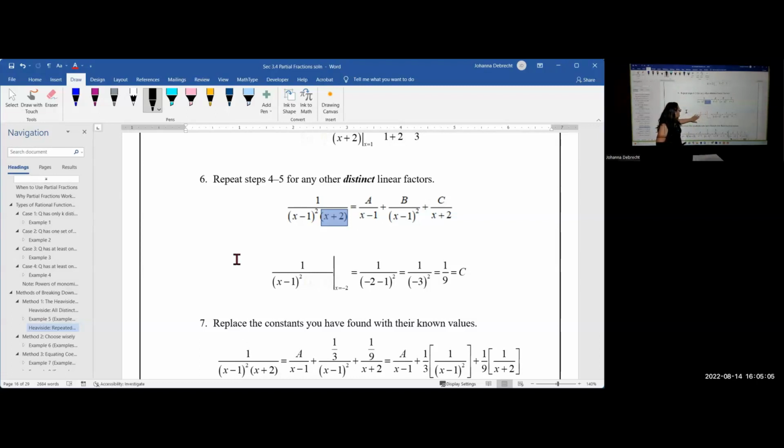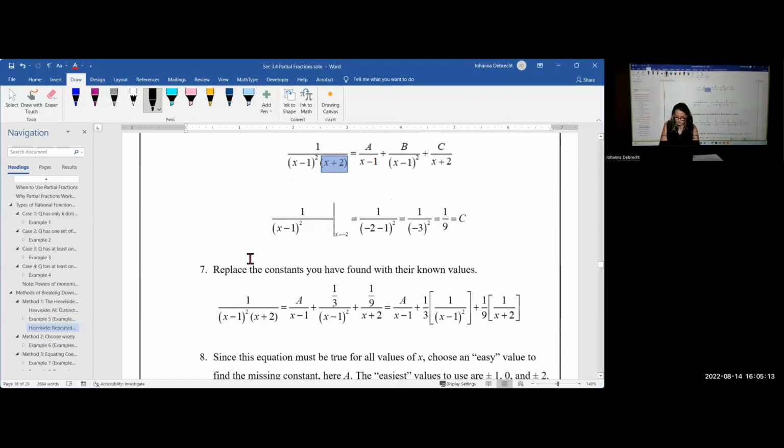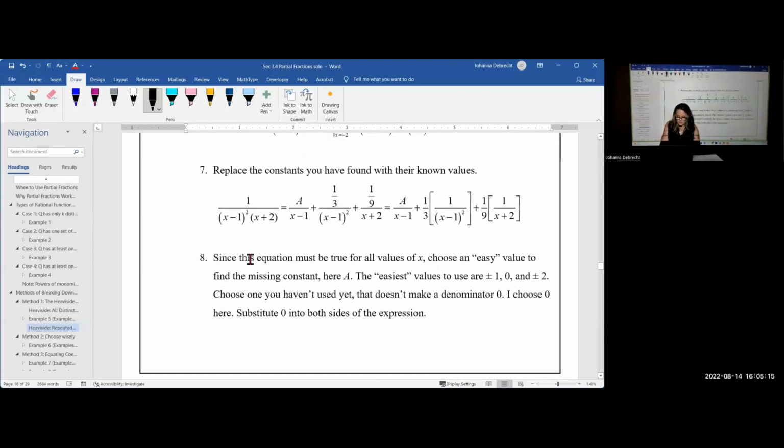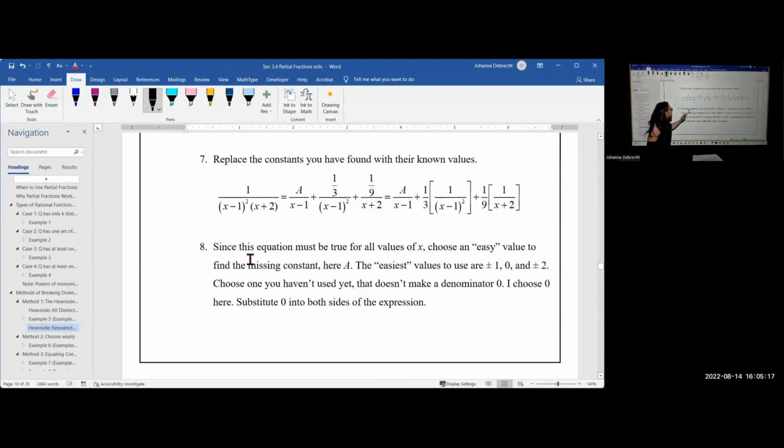And we substitute that into what's left after we cover up that factor, and we get that c is 1/9. Now let's replace what we found so far. What we found so far is the value of b is 1/3 and the value of c is 1/9, which you can write in the numerator. You could move it out front to make it a little bit easier. But we were not able to find the lower power of the repeated factor x minus 1. So we weren't able to find a.